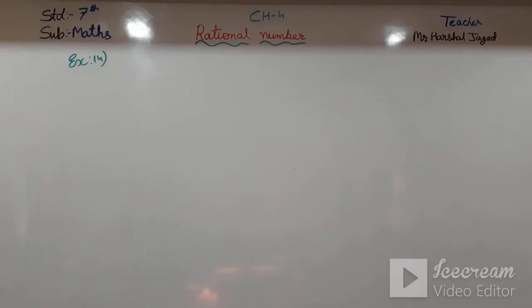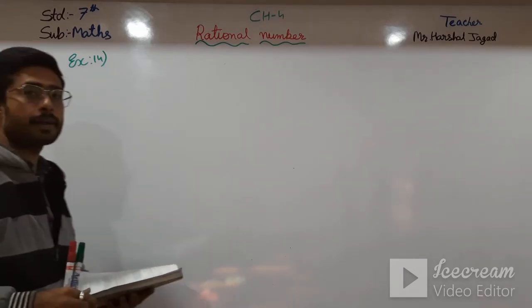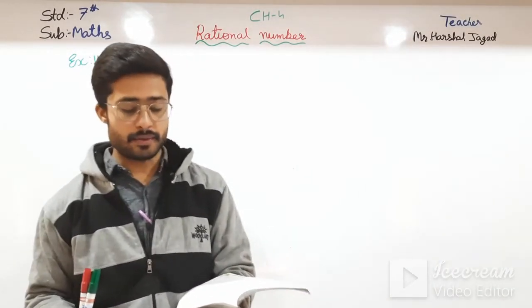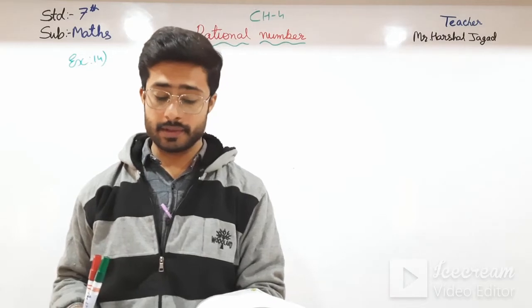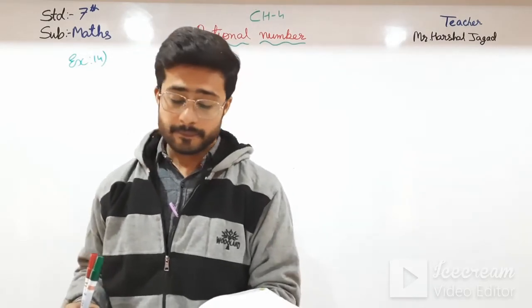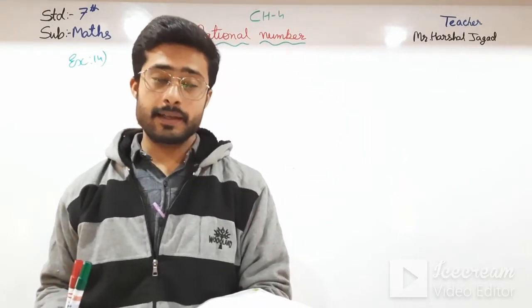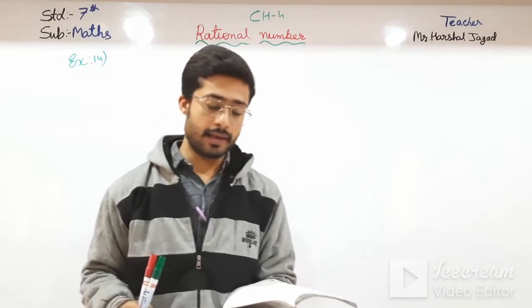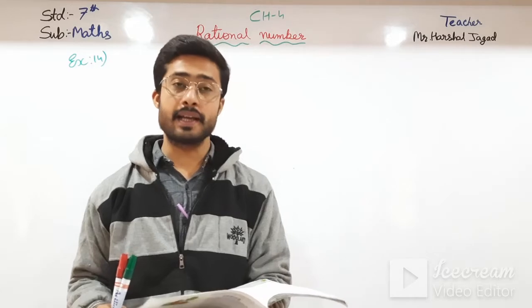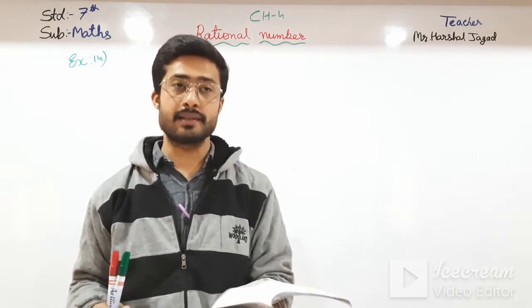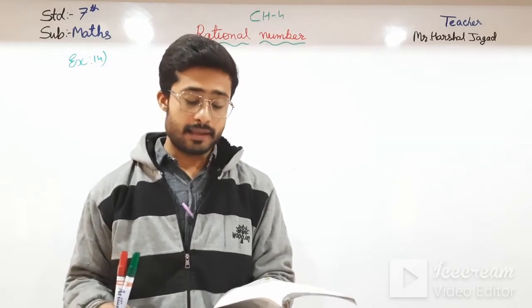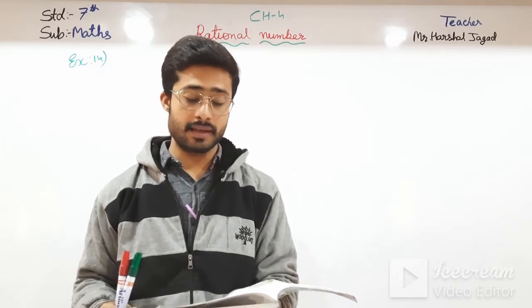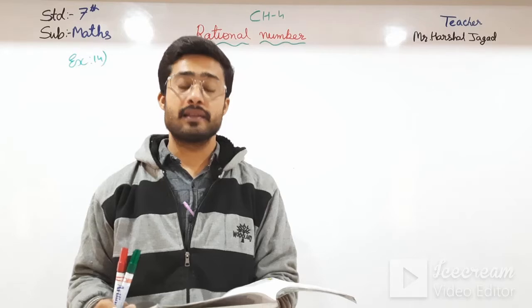Our another topic is absolute value of a rational number. So what is absolute value first of all students? Here the absolute value of a rational number is the quantitative value of that number. The absolute value of a rational number a by b is represented using the symbol |a/b|. The absolute value of 3 by 4 is the distance of the number from 0, which is 3 by 4.